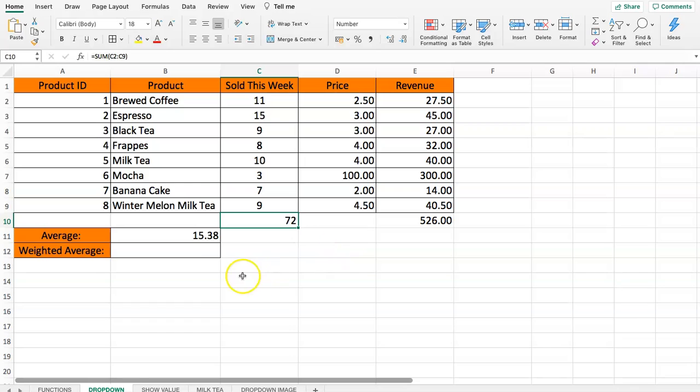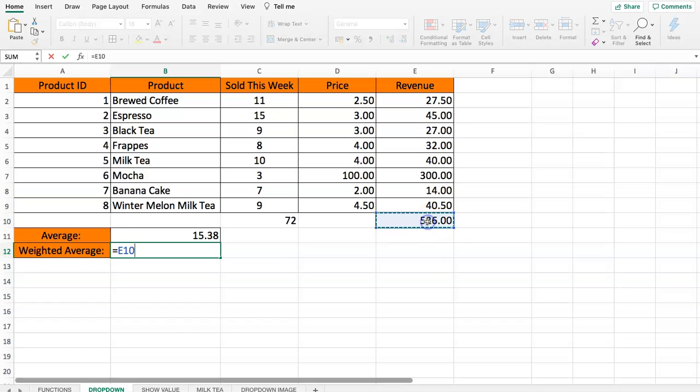So what would be the weighted average? In our case, it will be this, equals this amount, which is the $526, divided by the 72 drinks that have been sold. Enter, and you can see the real average expenditure is approximately $7.03.